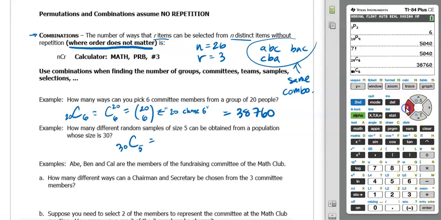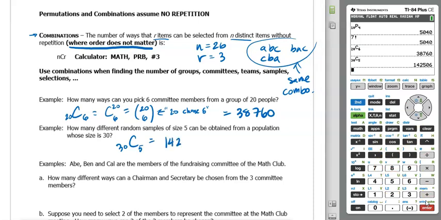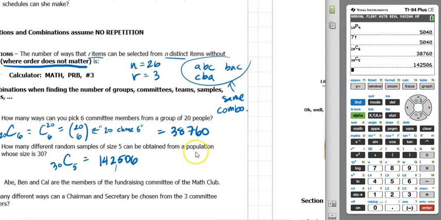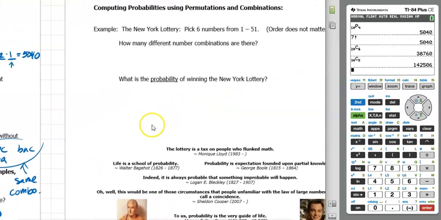And what do we get from that one? It is 30 choose 5. There are a lot of ways that we could get that sample: 142,506 ways that we could choose that one. And then these examples that follow, they're pretty much the same.